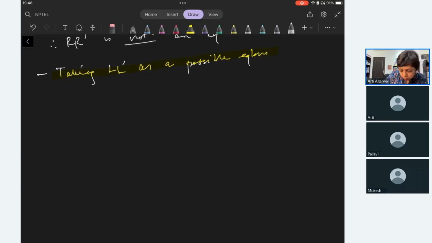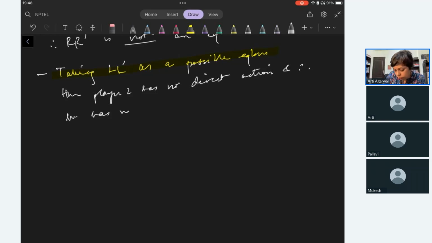Here, player 2 has no direct action, and therefore he has no prior for Q. Right? So in this case, we are not going to take Q as equal to P. So Q is some unknown value in this part of the game. Okay. So now let's consider what the different possibilities are.